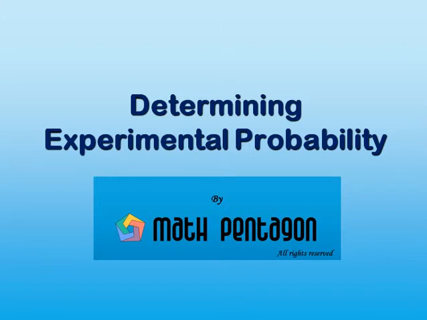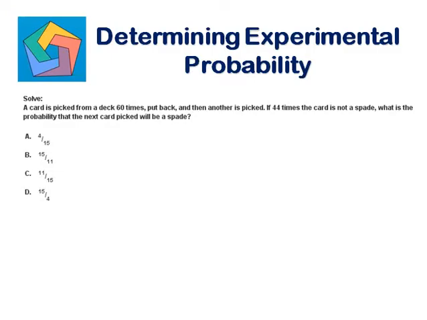Hi, today we are going to learn about determining experimental probability. Let's look at a problem. Solve. A card is picked from a deck 60 times, put back, and then another is picked. If 44 times the card is not a spade, what is the probability that the next card picked will be a spade? Now, first of all, let's learn about the formula for experimental probability.